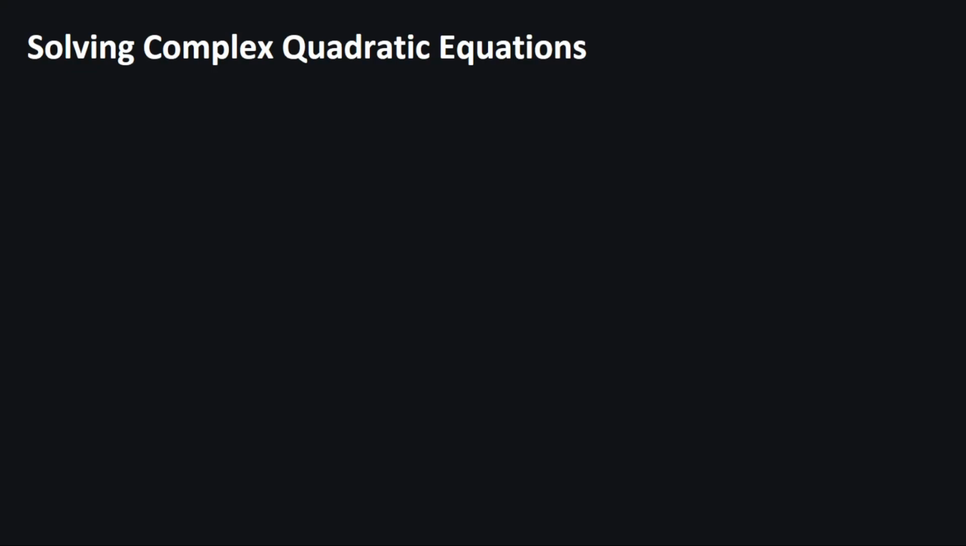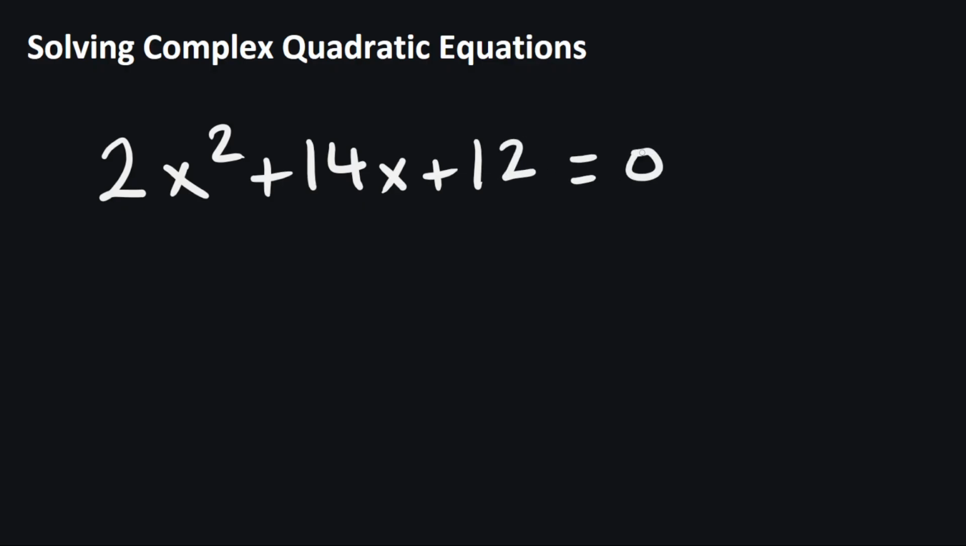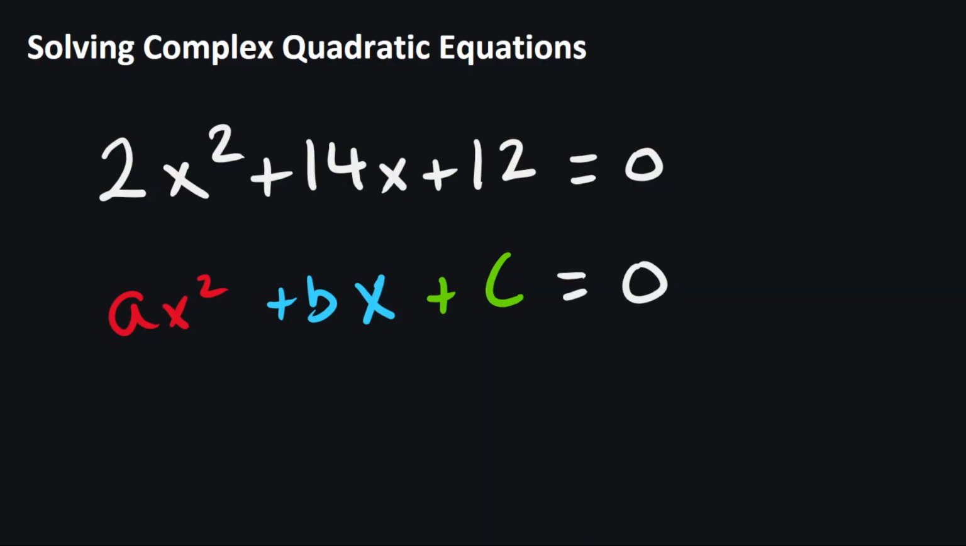Hey everyone, in this video we'll learn about how to solve more complex quadratic equations. So let's go through an example together. Let's say we had 2x squared plus 14x plus 12 equals 0. And as you can see, we already have it in the form that we want, ax squared plus bx plus c equals 0 form.